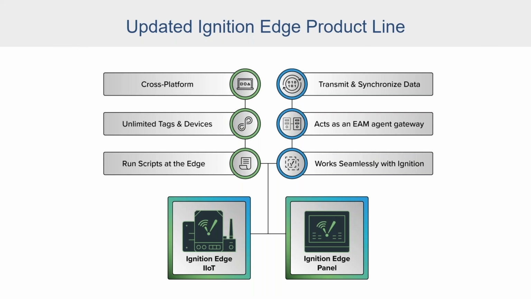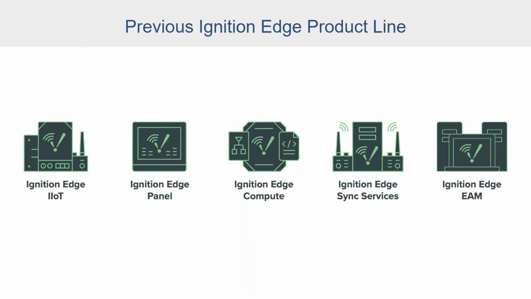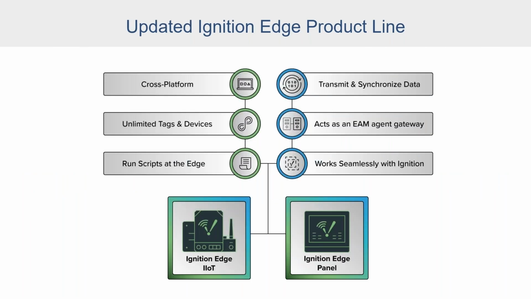You also see Edge Panel there. Edge Panel includes everything that comes with Ignition Edge IIoT, but also adds visualization. And so that, once again, is kind of a departure from where I had to pick and choose what I wanted, and I had to buy multiple versions of Edge before to get what I wanted. Now you'd only ever pick one or the other.